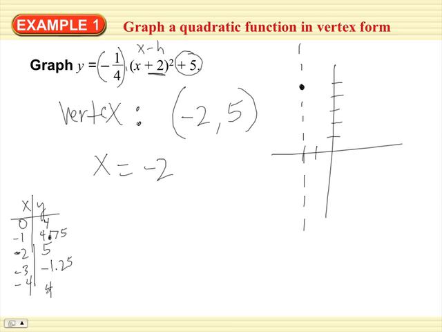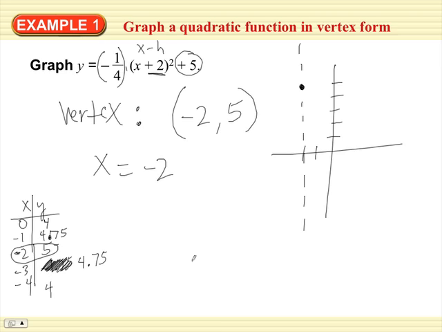-4, 4? Something seems to be off, because it should be symmetrical, right? Yeah, -3 should be 4.75 because this is symmetrical, right? This is in the middle. Well, it has this point on both sides. It has 4, 4. Should be symmetrical.